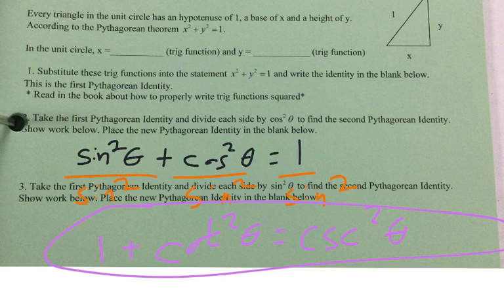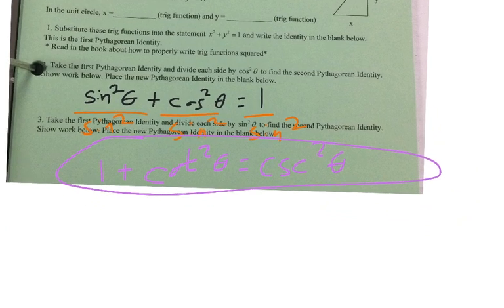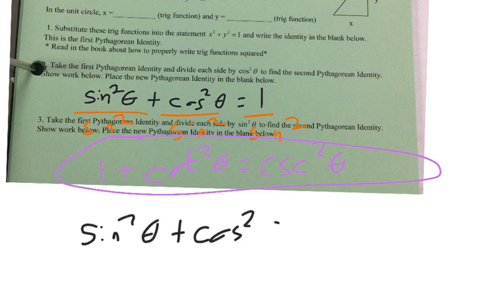And so we've got 1. Sine squared plus cosine squared equals 1. There's the second one: 1 plus cotangent squared equals cosecant squared. You see where that comes from? Now, could you find the third Pythagorean identity?